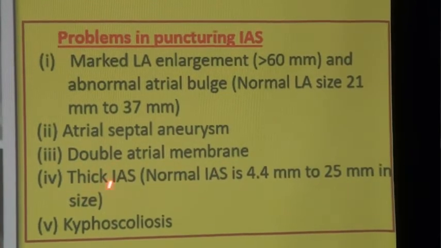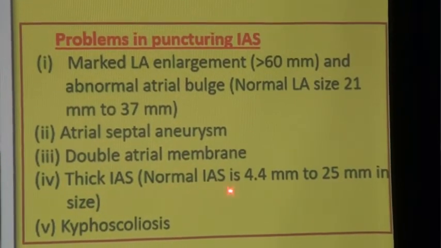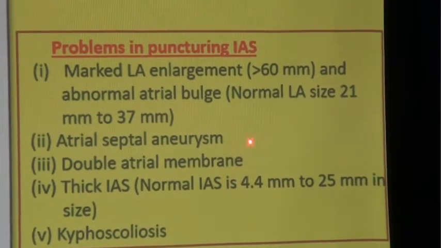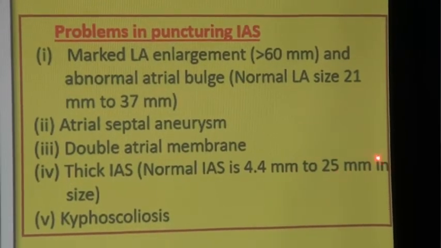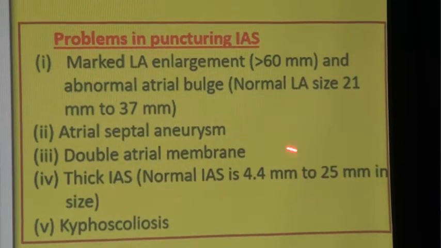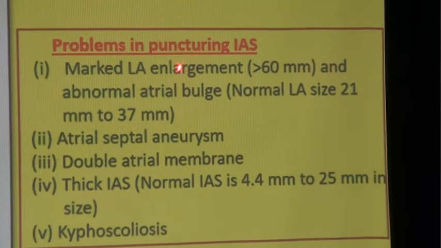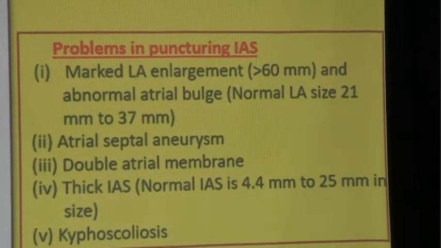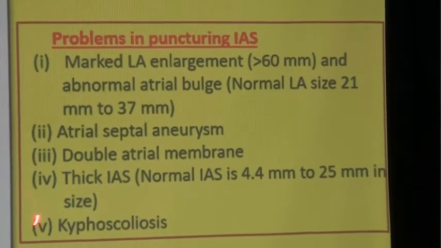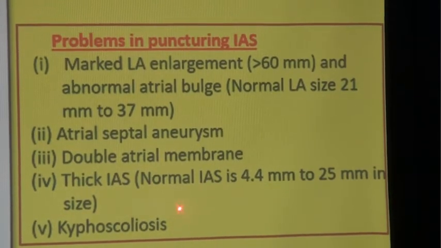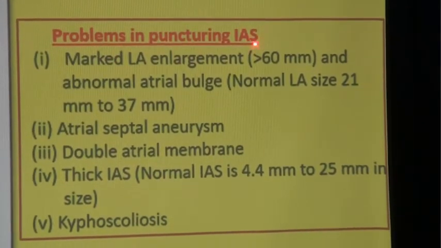Then atrial septal aneurysm is a problem. Then double atrial membrane is a problem. Then thick interatrial septum. Normal interatrial septum is 4.4 millimeter to 25 millimeter in size. But if it is more than this, then it is a problem for puncturing the interatrial septum. Then kyphoscoliosis in a patient is also a problem in puncturing the interatrial septum.